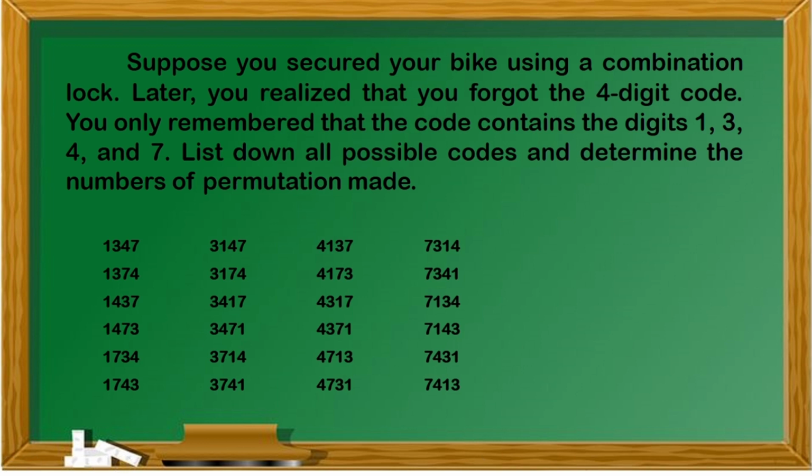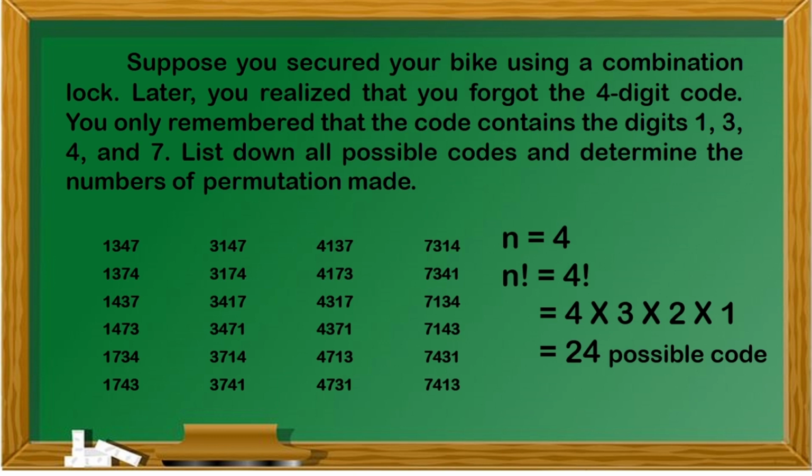Using the first method, which is the fundamental counting principle, find the n. Again, n is the total number of objects. How many objects do we have? 4. So, n factorial equals 4 factorial because n is 4. List down all the positive integers starting at the given number, which is 4. 4 times 3 times 2 times 1 is equal to 24. 24 possible codes, the same as in the listing method.